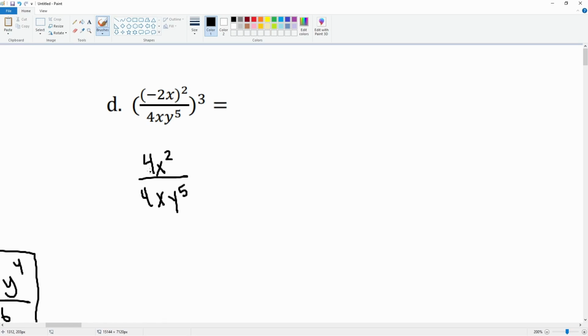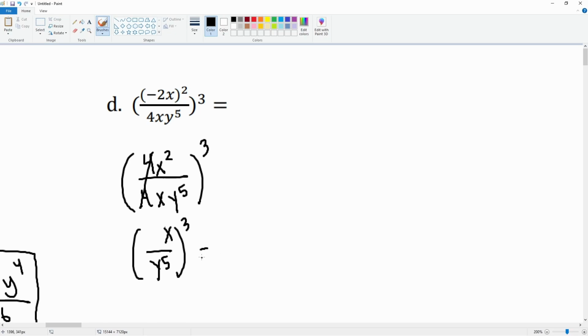We have a 4 and a 4. This does cancel. We have x squared and an x, so that was a 1 times x squared over x. That cancels out, leaving you with just an x on top, and then we have a y to the 5th on bottom. So it just simplifies inside to x over y to the 5th power. And remember, that's all inside to the power of 3.